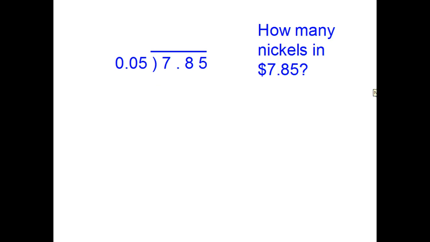Stop the video and try this one out. How many nickels in $7.85? 1, 2 when I move the decimal. There's 1, 5, and 7.